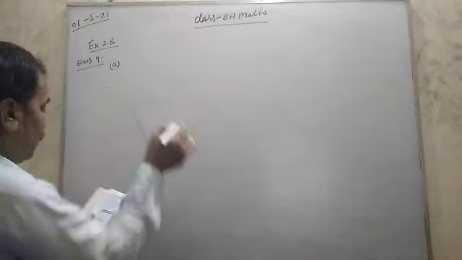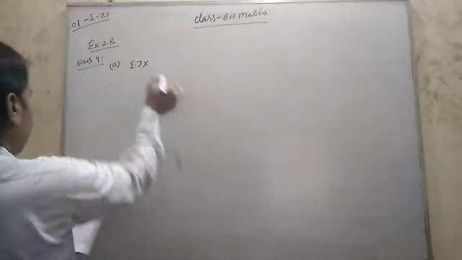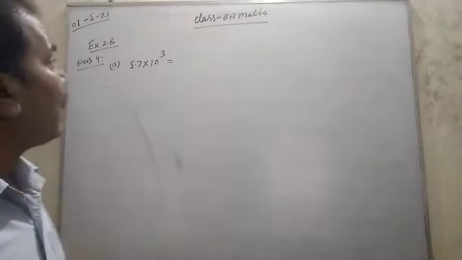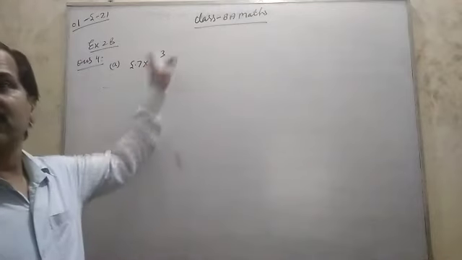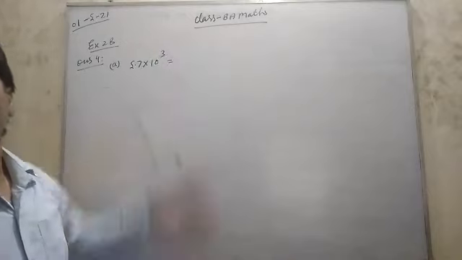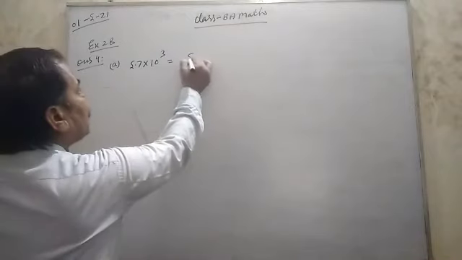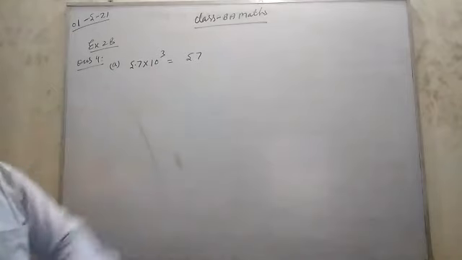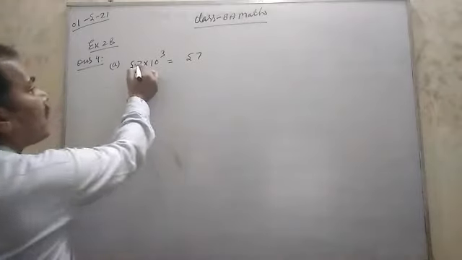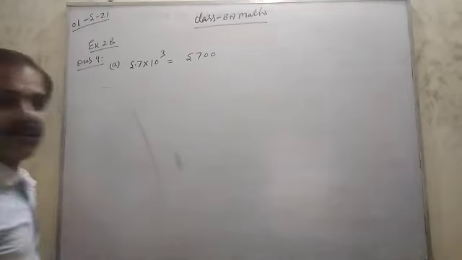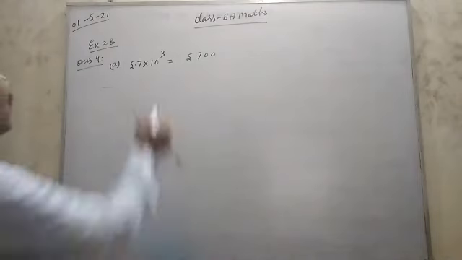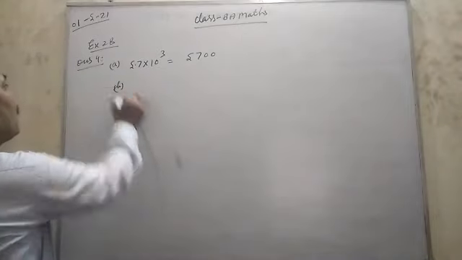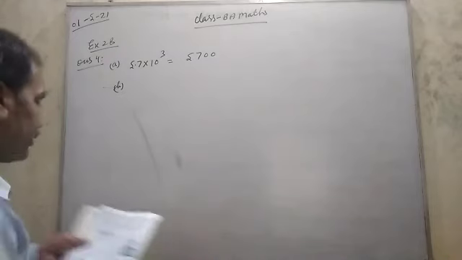Okay. So 5.7 into 10 to the power 3. It means you have to remove the 10 to the power and write it as a number. So 10 to the power 3, then the point will shift 3 digits to the right. So here there is only 1 digit, so the remaining 2 places you fill with 0. So what will it be? 5700.